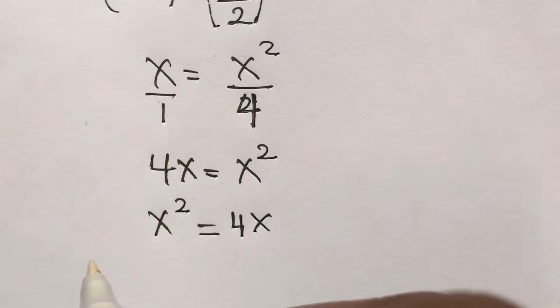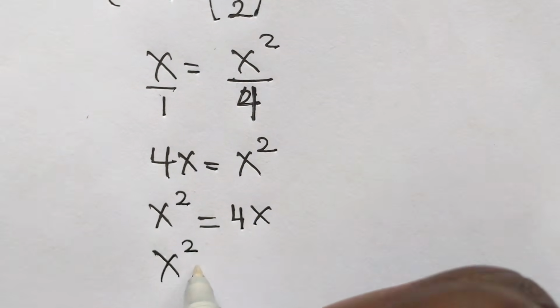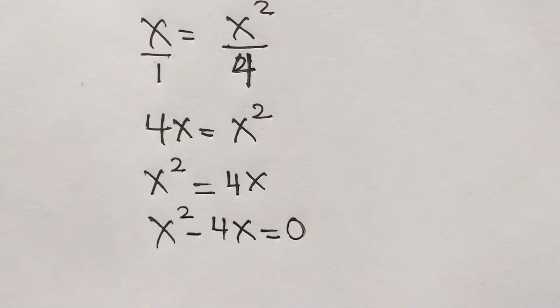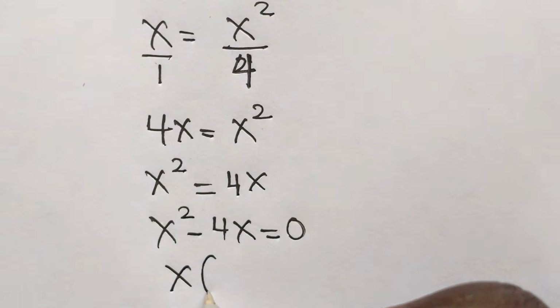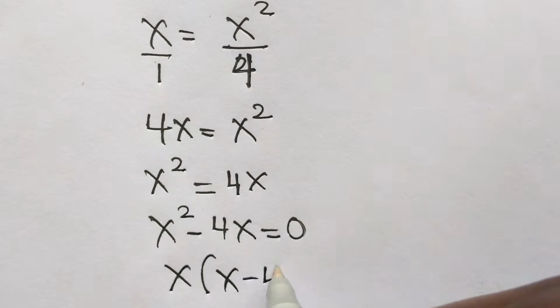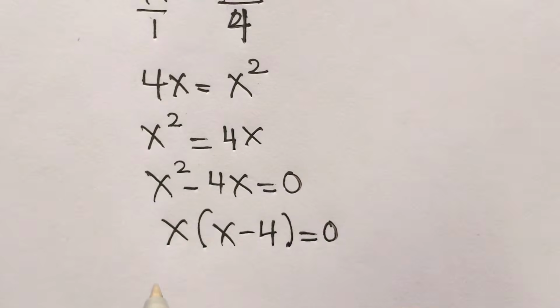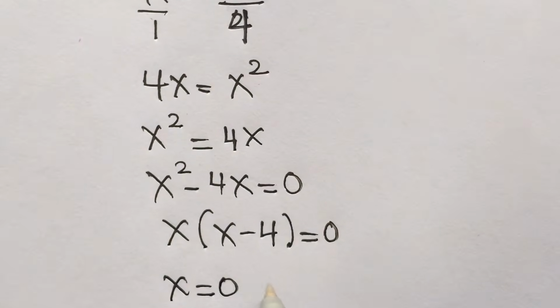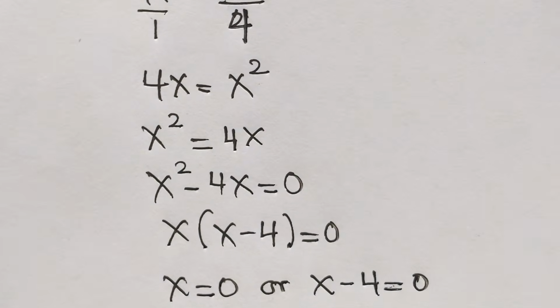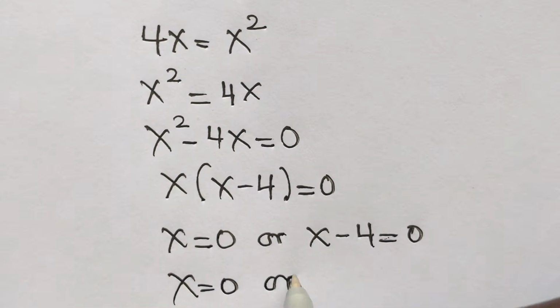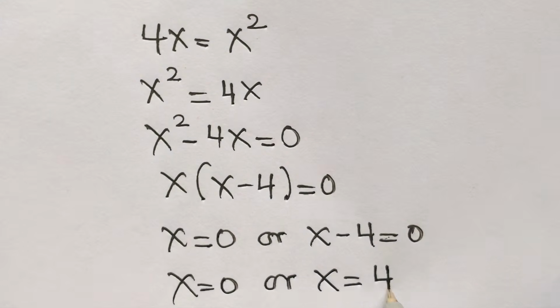Then of course this will be x squared minus 4x equals 0. By factorizing out x, we get x times (x minus 4) equals 0. Then x equals 0, or x minus 4 equals 0. So x equals 0, or x equals 4.